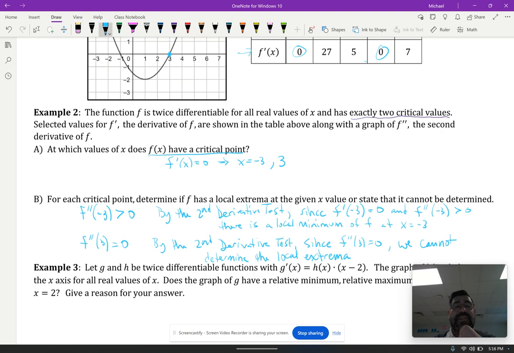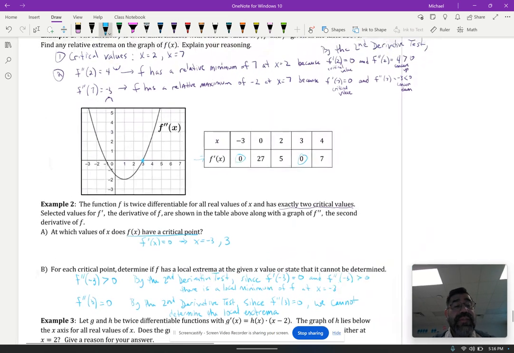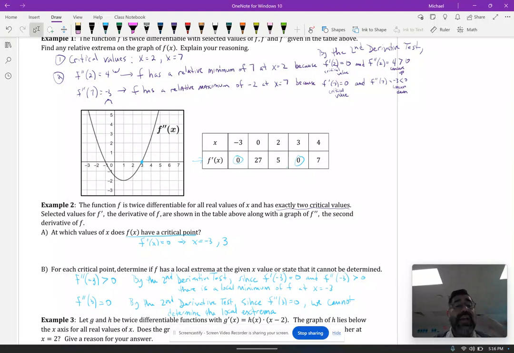Questions about that? If you do, bring them to class and we'll discuss them. These first two examples use tables and graphs, not equations, which could be a sign that I might have to use, or I could use and save time by using, the second derivative test for relative extrema.